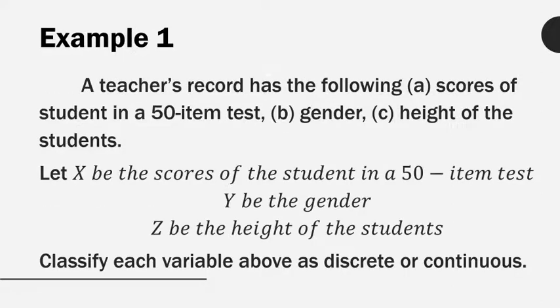The first example, a teacher's record has the following. First, the scores in a 50-item test. Second is gender, and the third is height of the students. Each of these is represented by capital letters X, Y, and Z. So for X, we have the scores. For Y, the gender, and for Z, the height. And we are going to classify each variable above as discrete or continuous.